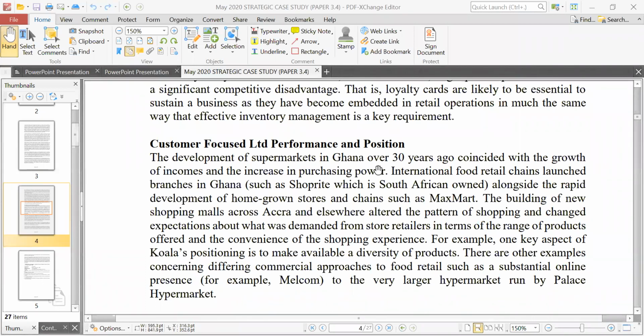So it's telling us the kind of people they are competing with and the factors that greatly influence this industry. Very, very key.